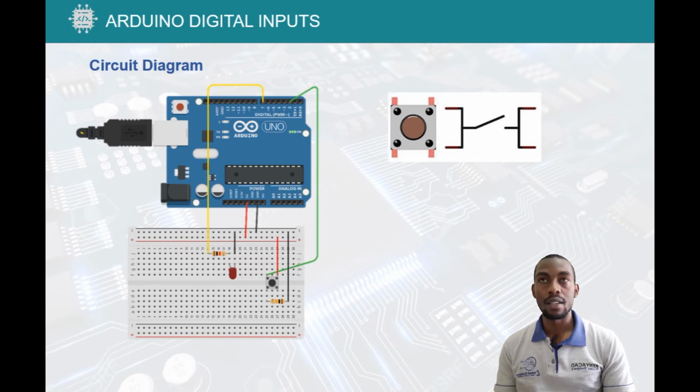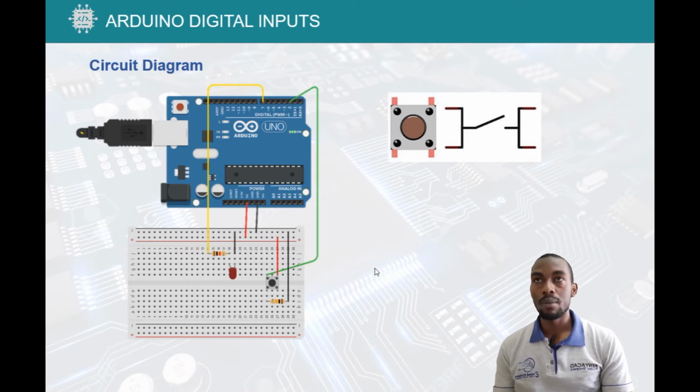Like the Arduino will read nothing. So that's why there is a need to introduce this resistor which is connected to ground. This is to give an initial state to the Arduino when you have actually released the button. And this is called a pull down resistor.